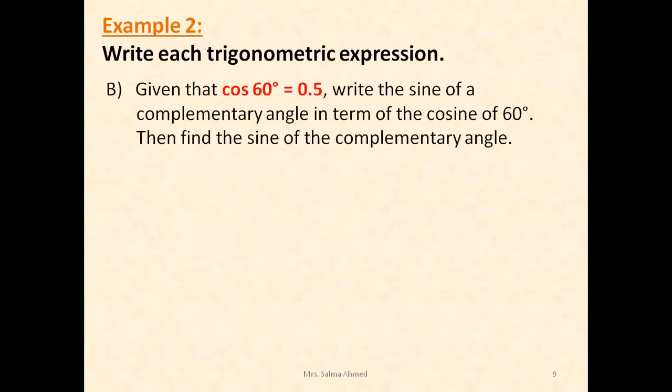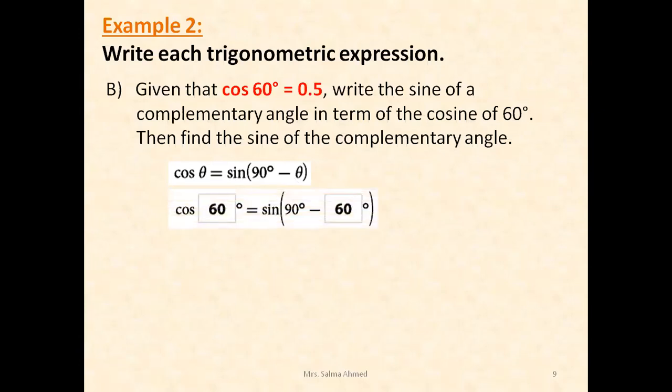Let's take another one. Cosine 60 equals 0.5. Write it in terms of sine. So if it is a cosine, I need to find it in terms of sine. Here we are, cosine theta is equal to the sine of the complementary angle, 90 minus theta. So here theta is 60. I'm going to replace it: cosine 60 equals sine 90 minus 60. So cosine 60 equals sine 30.